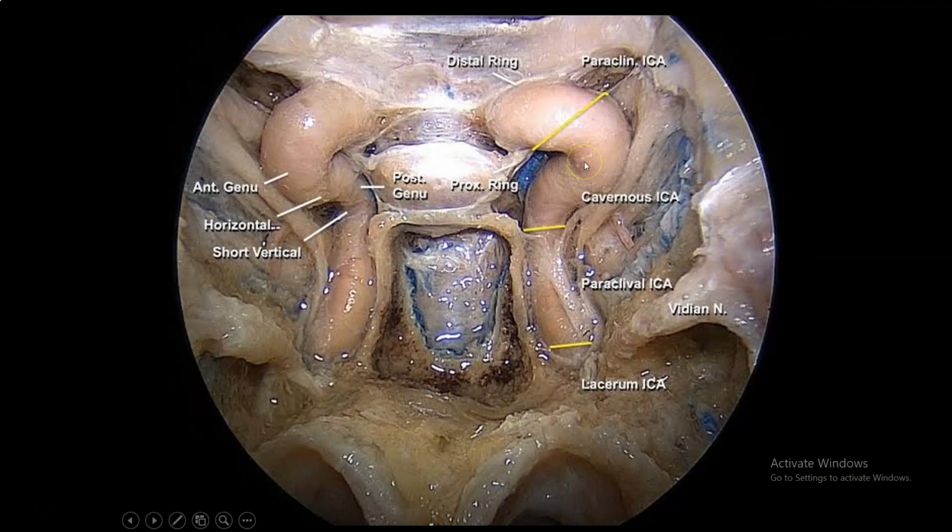And if you look from below, again, this is the view, the paraclival segment coming from lateral to medial, then passing into the cavernous segment, forming the, here is the posterior loop here, here is the lateral loop, and then the paraclival segment, and then you get the medial loop convex posteriorly, horizontal segment, and anterior loop convex anteriorly. And you pierce, this is the distal ring, this is the proximal ring, this is the optic carotid recess, this is the clinoidal carotid, this is the sella turcica.